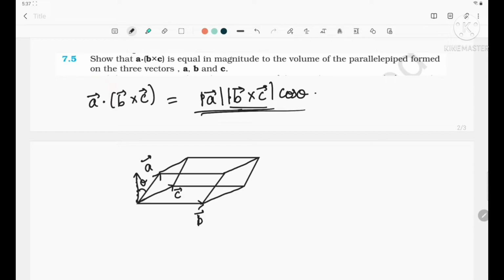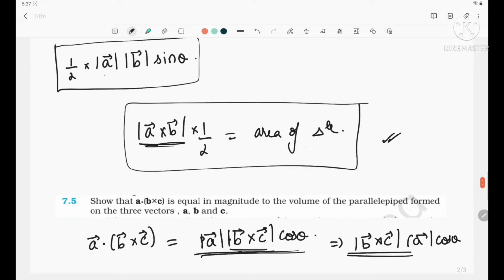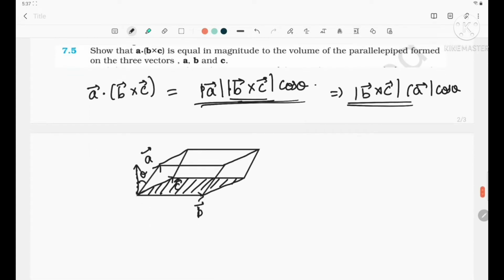Now this itself is clearly explaining that this can be rewritten as modulus of B cross C into modulus of A into cos theta. So what is the magnitude of B cross C? Magnitude of B cross C is nothing but the area of this parallelogram. Okay, so in the previous sum we did half of the magnitude of B cross C is the area of the triangle. So B cross C will be equal to the area of that parallelogram multiplied by A cos theta.